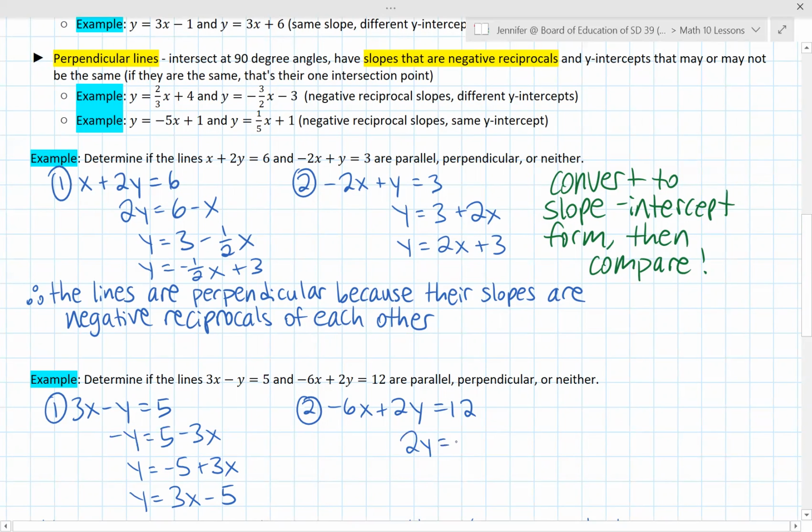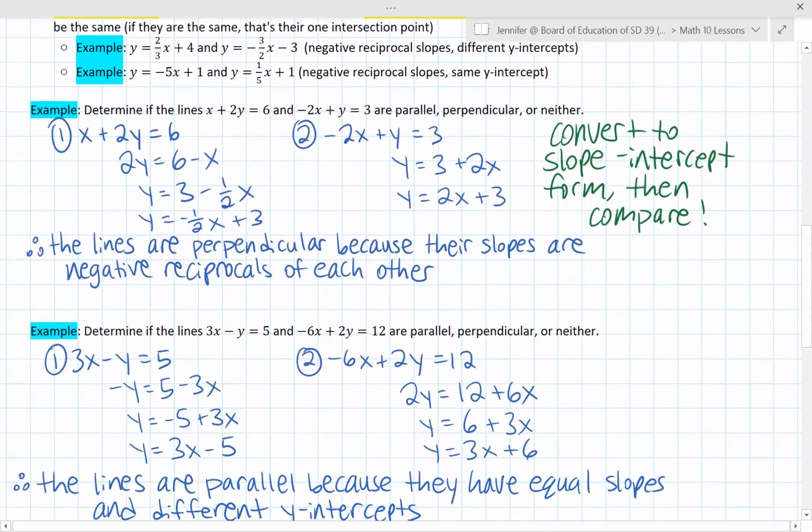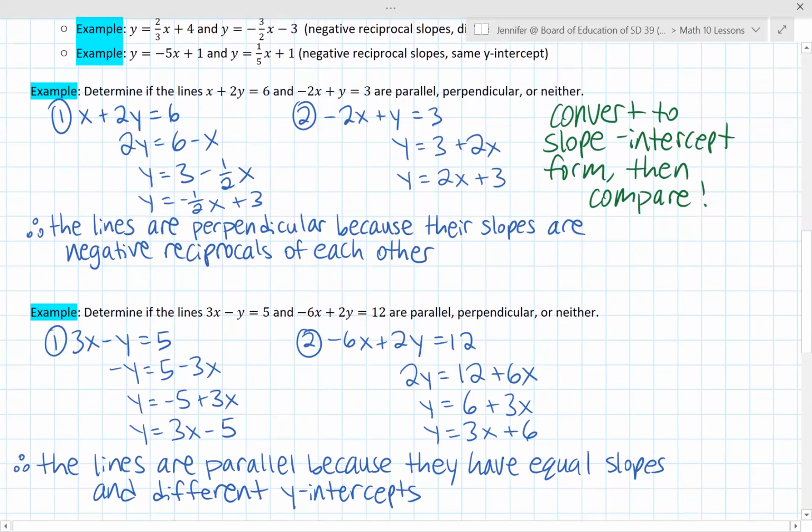Same for the second line here, let's isolate for y. We'll divide by 2, that gives us 6 plus 3x, and put everything in the right order. Okay, so what do we see? These have to be parallel lines because the slopes are equal. The slopes are equal and the y-intercepts are different. So you have to list both of those pieces of information when explaining this. The slopes are the same, the y-intercepts are different. Because remember, if the y-intercepts were the same as well, these would be identical lines, not parallel lines.